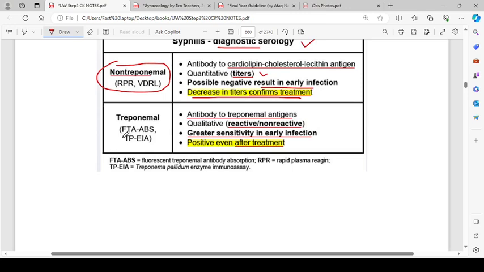Then treponemal investigation, that is FTA-ABS and TPEIA. FTA-ABS means fluorescent treponemal antibody testing, antibody absorption. RPR is rapid plasma reagin and TPEIA means Treponema pallidum enzyme immunoassay. So antibody to treponemal antigens, qualitative, reactive and non-reactive, greater sensitivity in early infection and positive even after treatment.